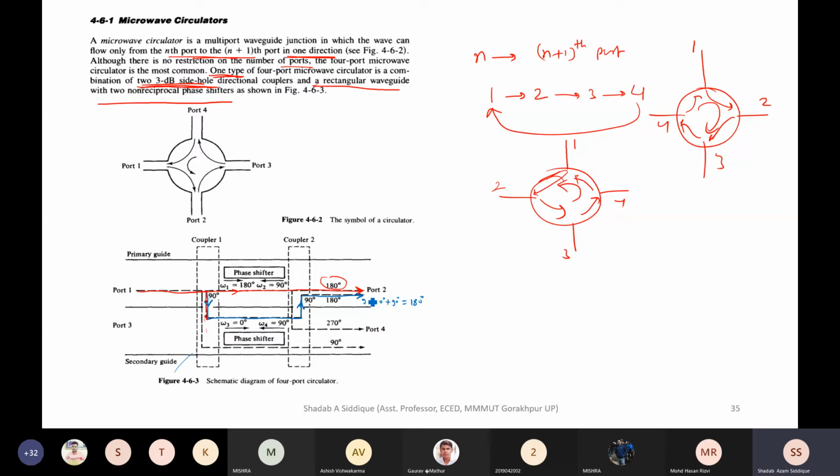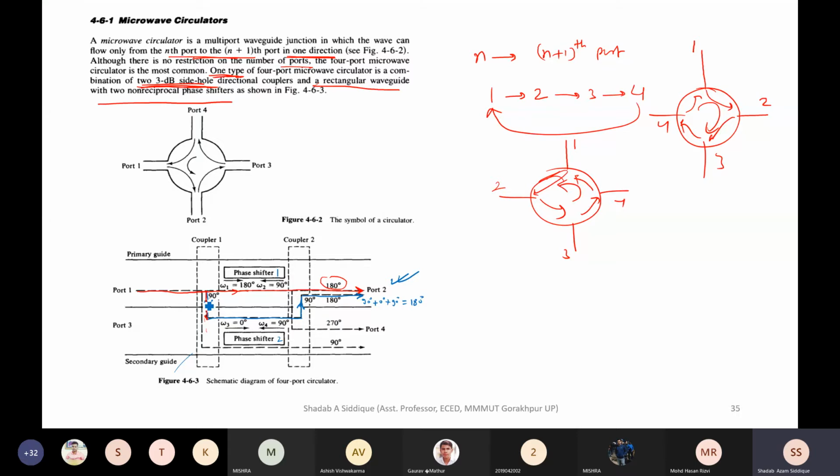So see, at port 2, whatever wave is coming here, one is directly from the primary waveguide and one is coming from the other direction, traveling from this first coupler, then phase shifter 1, second phase shifter, phase shifter 2, and then this coupler 2. So it is traveling with 180-degree phase shift. Both are in the same phase. If the waves are in the same phase, they will be added together. So you will get some wave at port 2.